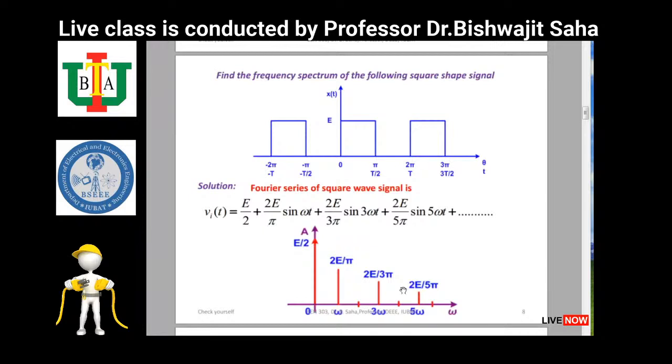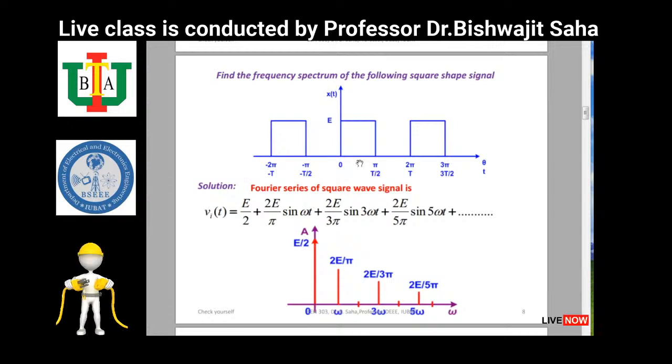If the question says to find the frequency spectrum of the following square shape, then you only write these things. But if I ask you in the exam, then you need to do it from A0, An, Bn. You have to do the Fourier series analysis and then draw the frequency spectrum. You have to do the full maths.